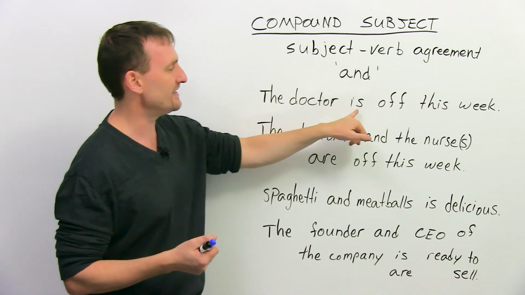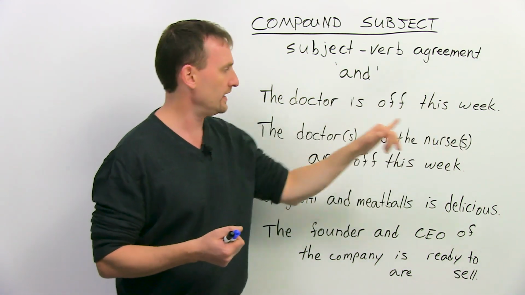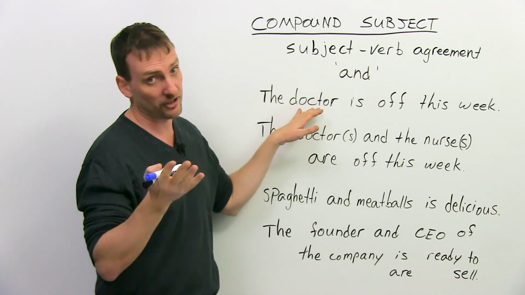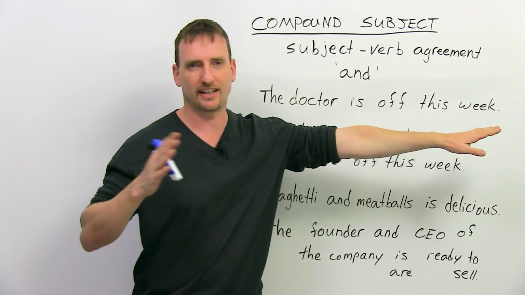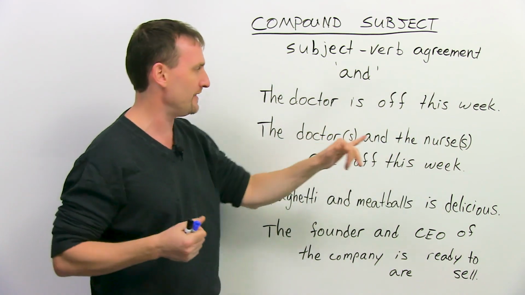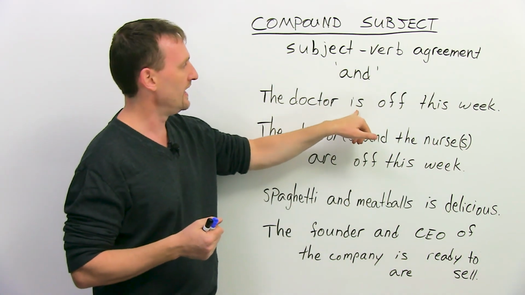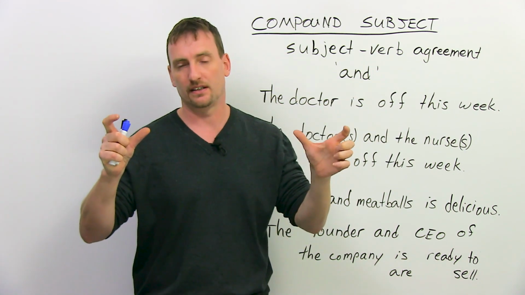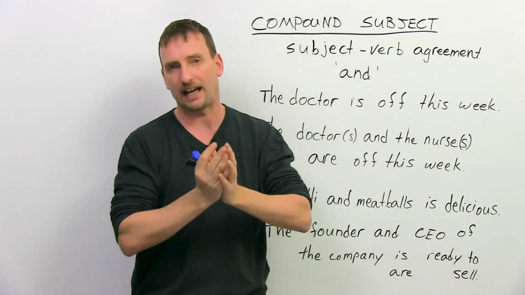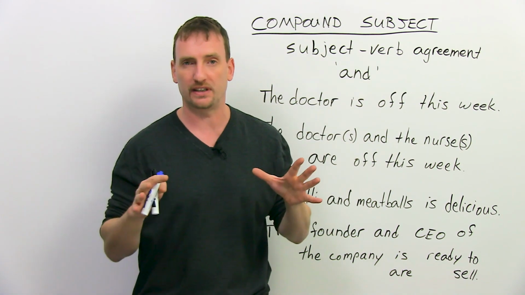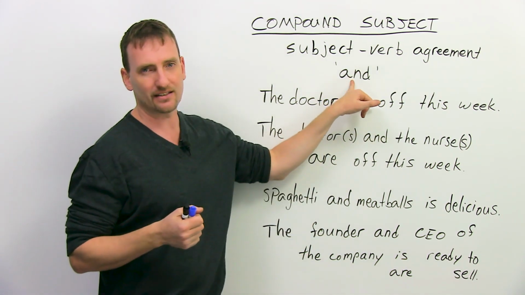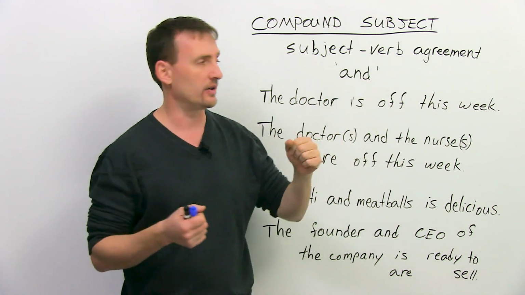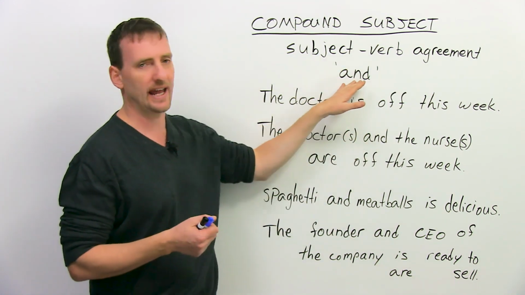The doctor is off this week, right? So when we're talking about the doctor, there's one doctor. His or her situation is that he or she is off this week. They're on vacation, right? So we have a singular verb. Now we're going to look at compounds in terms of taking two pieces and making one subject out of the two individual pieces. We're going to look at "and" and we're going to look at "or", either/or, neither/nor. Okay, but we're going to look at "or" after. We're going to start with "and".